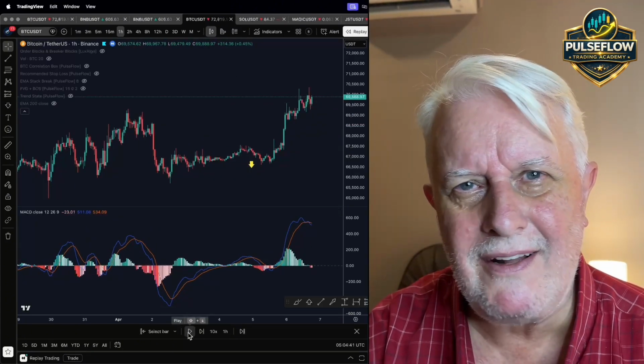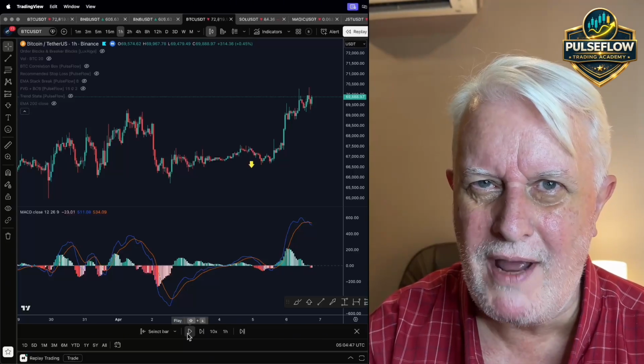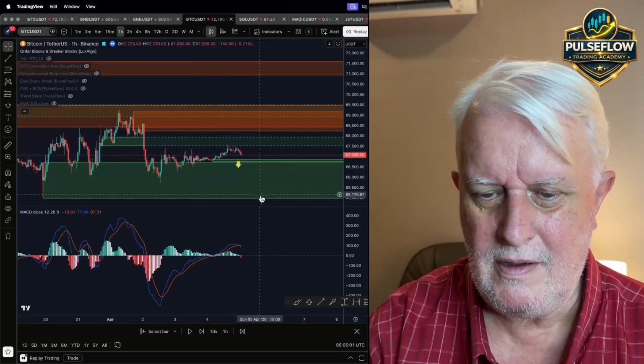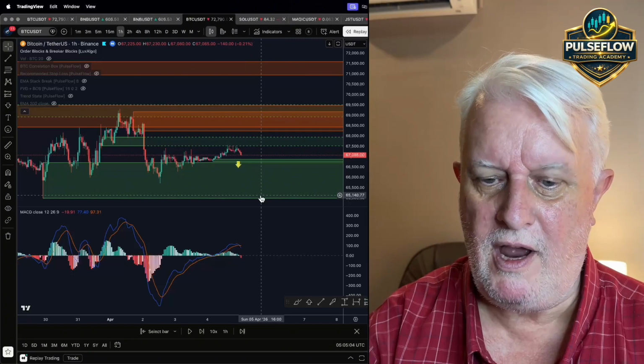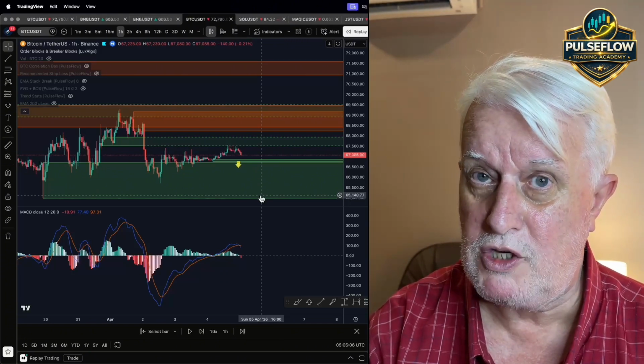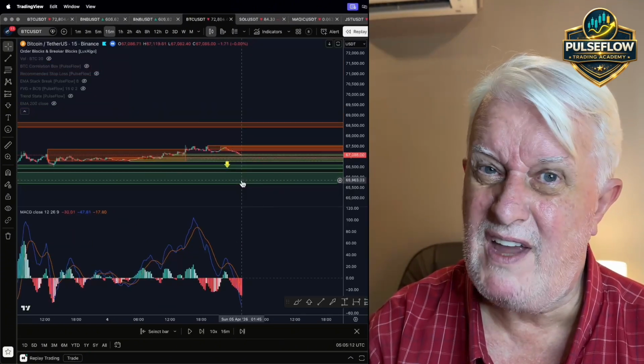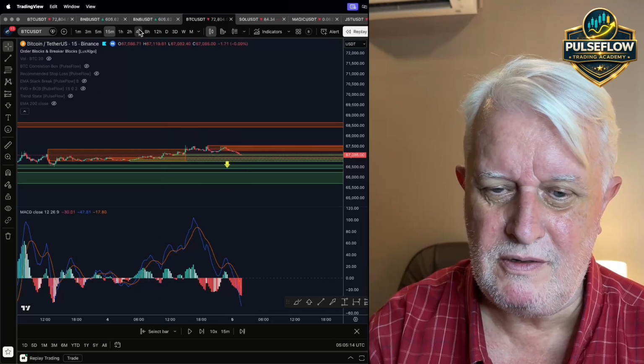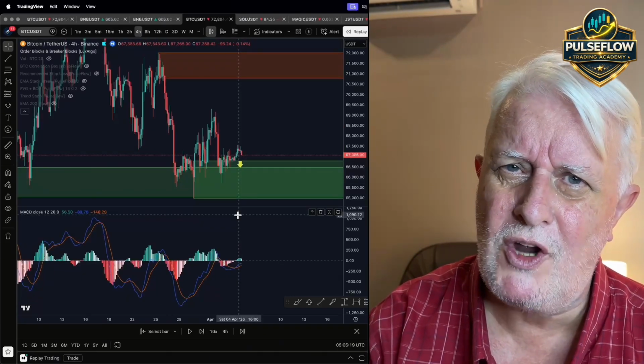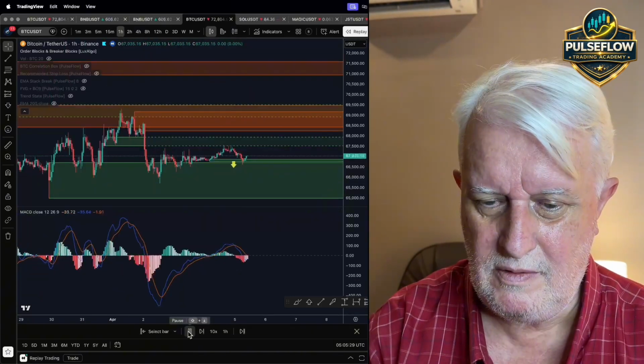Sometimes I just want to exhale. I'm going to rewind that back and do it again properly. 1 hour chart, very strong bullish order blocks. 15-minute, very strong bullish order blocks. 4 hour, very strong bullish order blocks. You see where I'm going here?